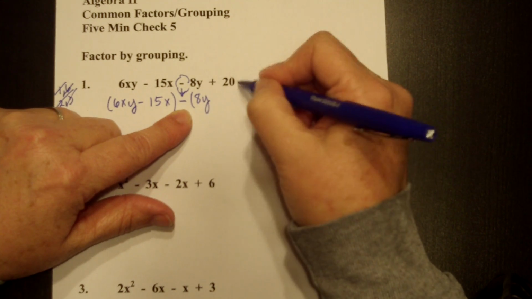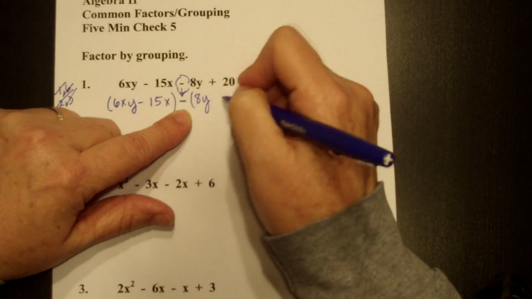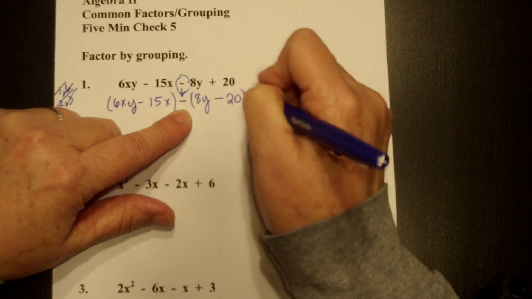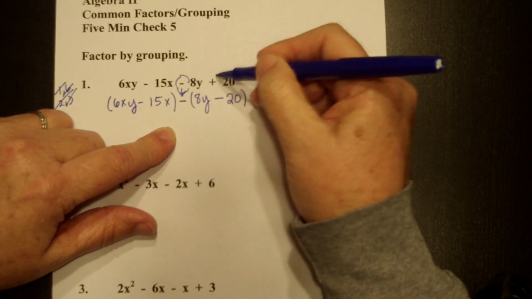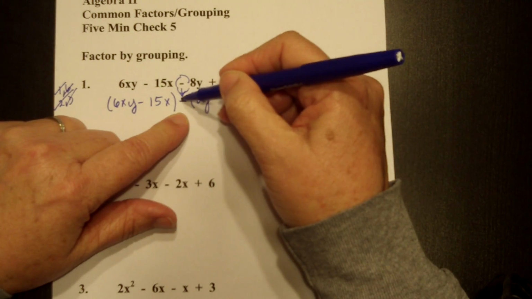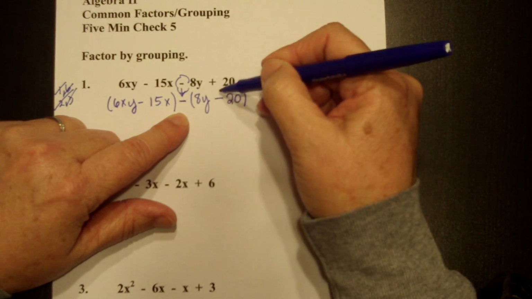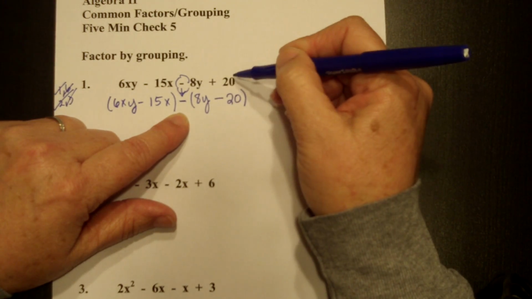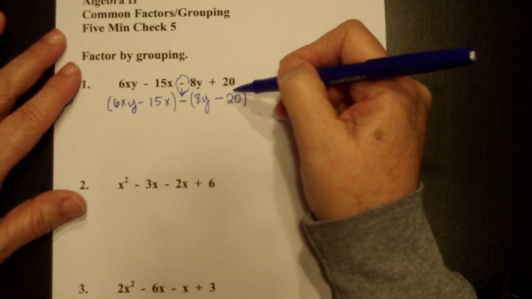So I have to do the same thing with the 20. So instead of it being a positive 20 in the parentheses, it's got to be a negative. Because when you remultiply this out, you have to still get the same sign that you have. So this would be negative 1 times 8 is negative 8, and negative 1 times negative 20 would be positive 20. As long as you get that right, you should be okay the rest of the problem.